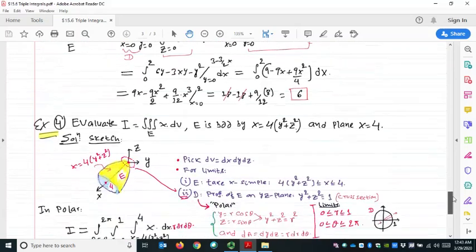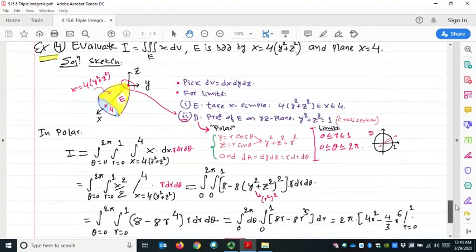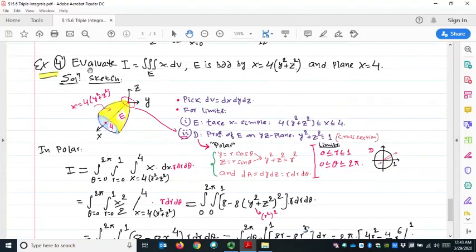Now example 4. Let me scroll down. That's better. Example 4. Evaluate a triple integral of x dV over E, where E is the region bounded by the paraboloid x equals 4 times (y squared plus z squared), and the plane x equals 4.